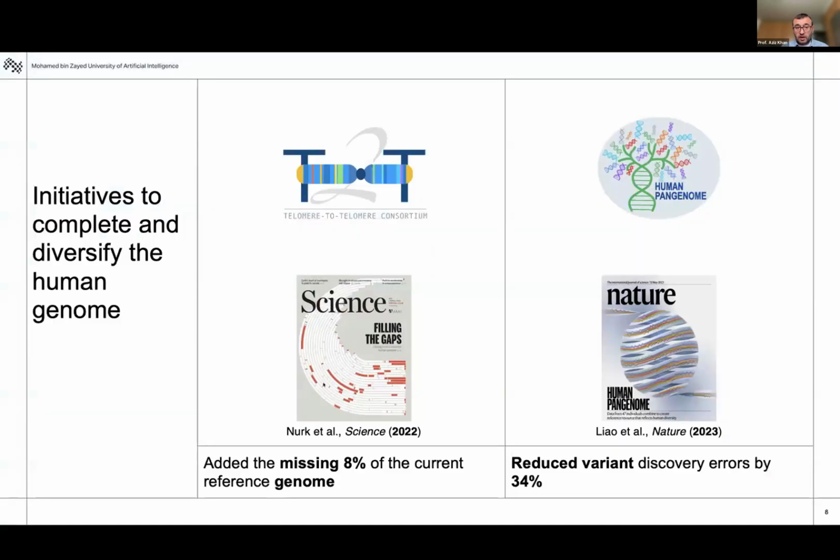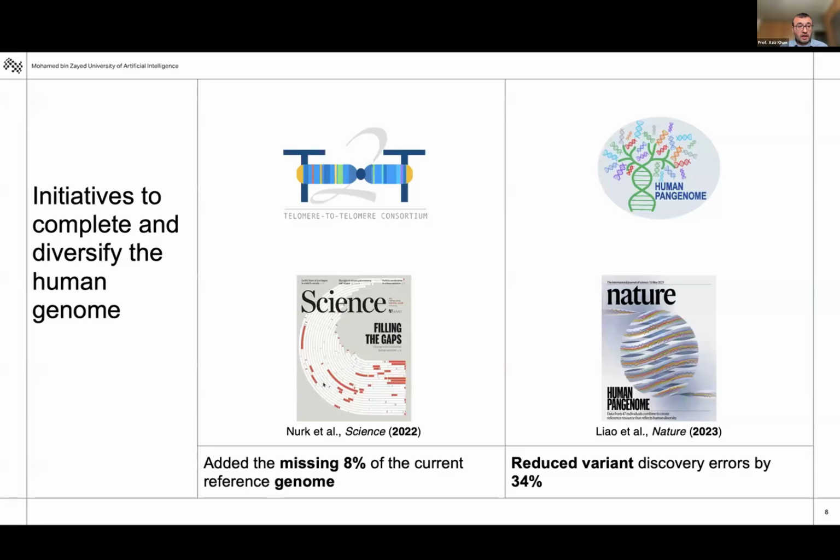Part of the reason there has been a lot of push by the community to create initiatives or large consortiums to diversify and also to complete the reference genome. By complete, I mean the previous reference genome also had a lot of missing parts, around 8%. For example, telomeres and a lot of centromeres were not sequenced. So the T2T reference genome in 2022 fixed that problem by sequencing end-to-end. Yet the diversity element is still a problem.